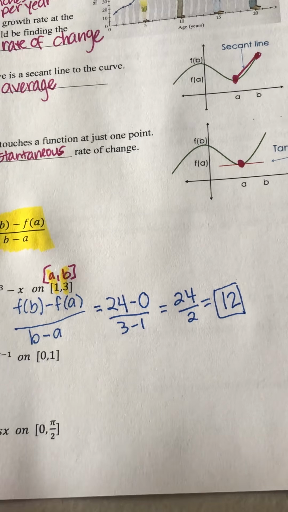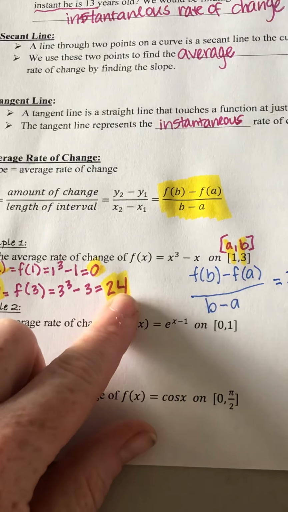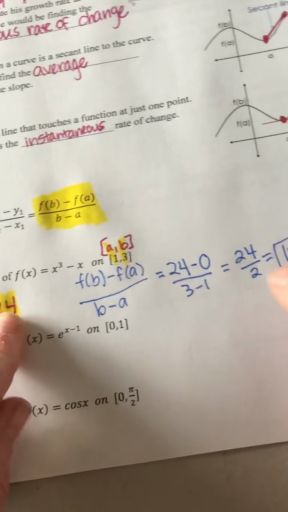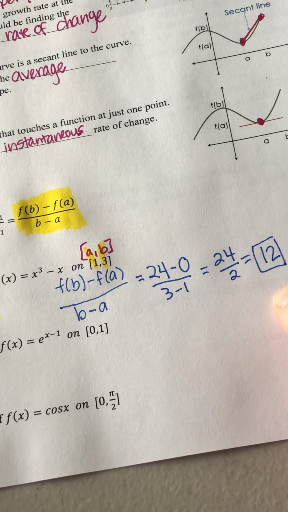Okay, and you can kind of think about it: what was the change in y? 24. What was the change in x? 2. So what would their average be? 12. Okay?